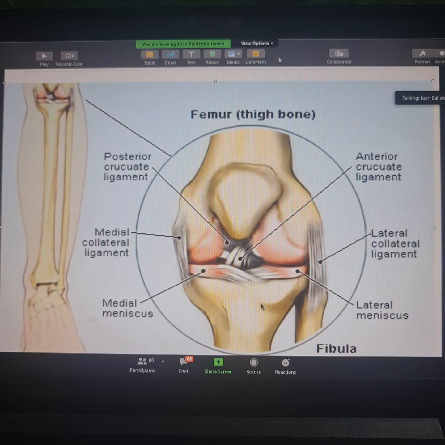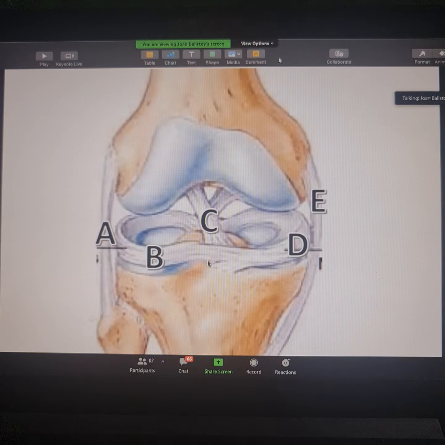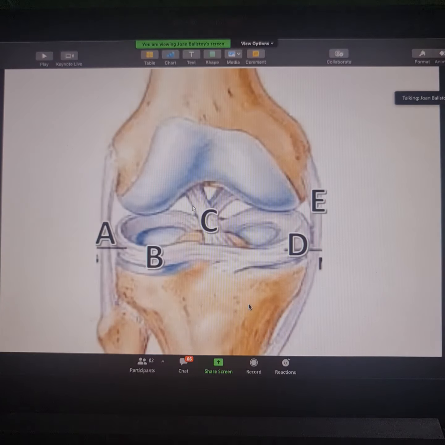Tomorrow, you will learn more about this structure. Today is a laboratory, so our concern is to make sure that you identify these parts when it is presented to you. Alright, so let us try to identify using a different image. What could be letter A?